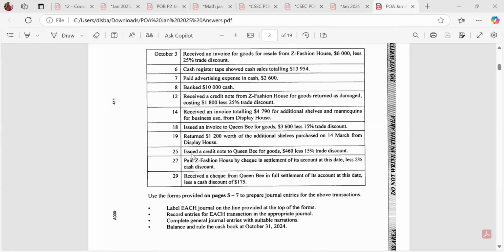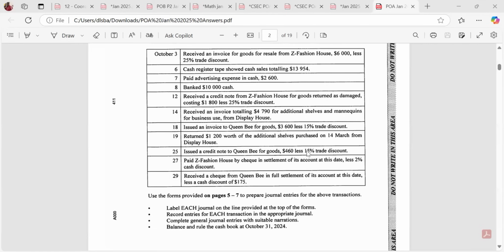25th, issue a credit note. If we are issuing a credit note, are we returning goods or are goods being returned to us? Goods being returned to us, correct, right? If you can remember, if you go up to the 18th, you'll see that we sold something to Queen B. So it could only be that they're returning to us. Right? For goods, 460 less 15%. So if they're returning to us, the goods are coming into the company or going out? So what journal are we using?